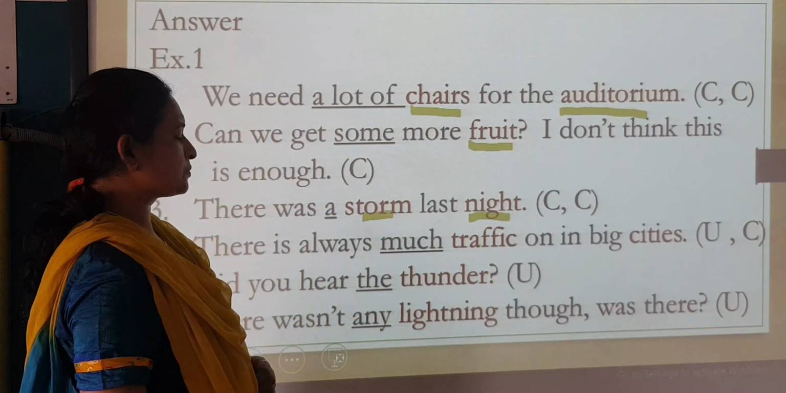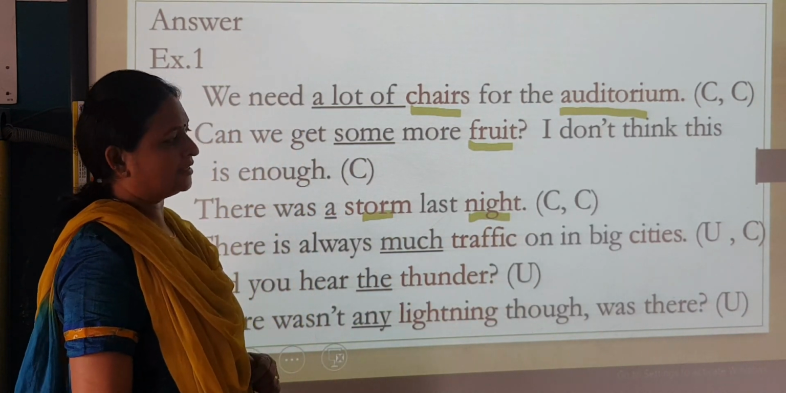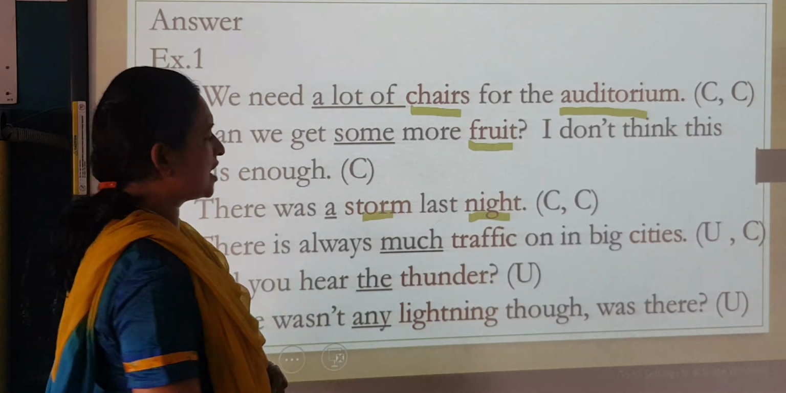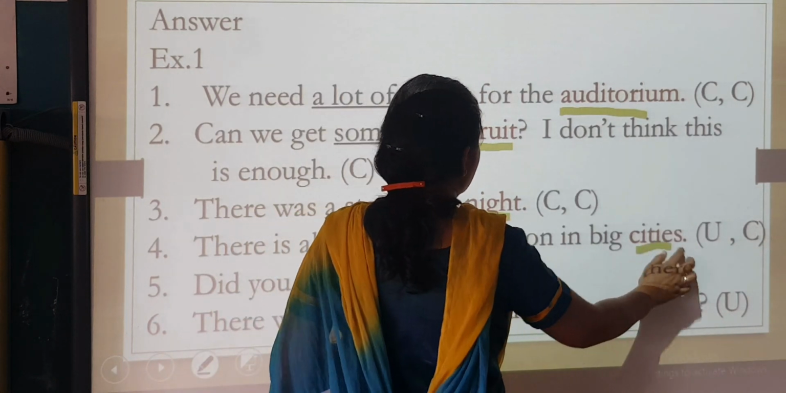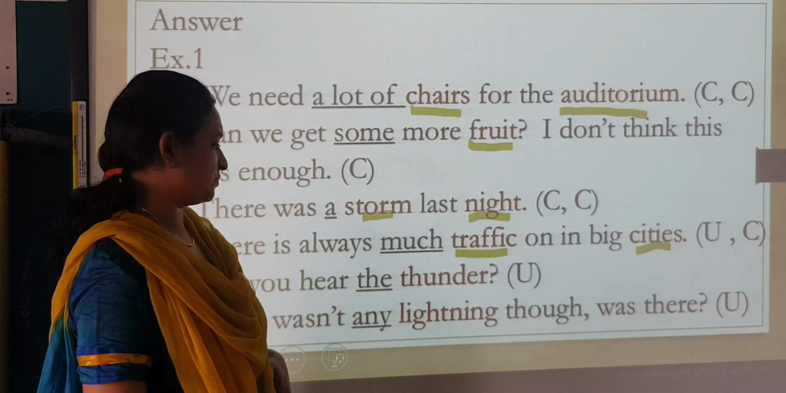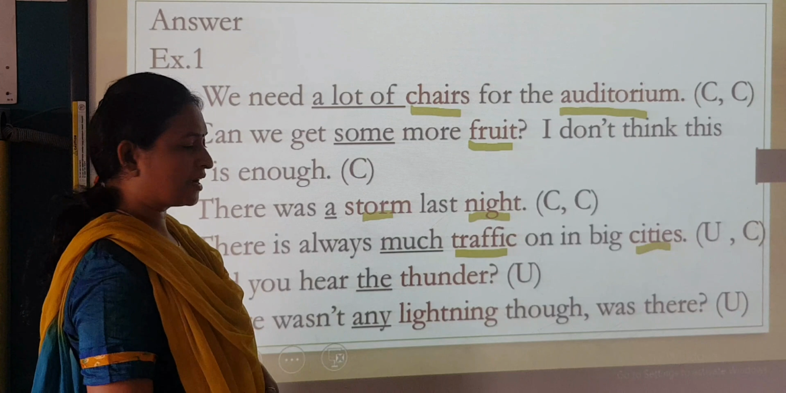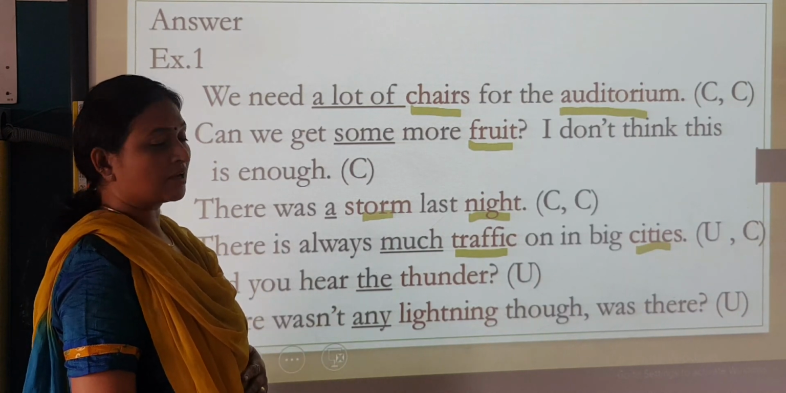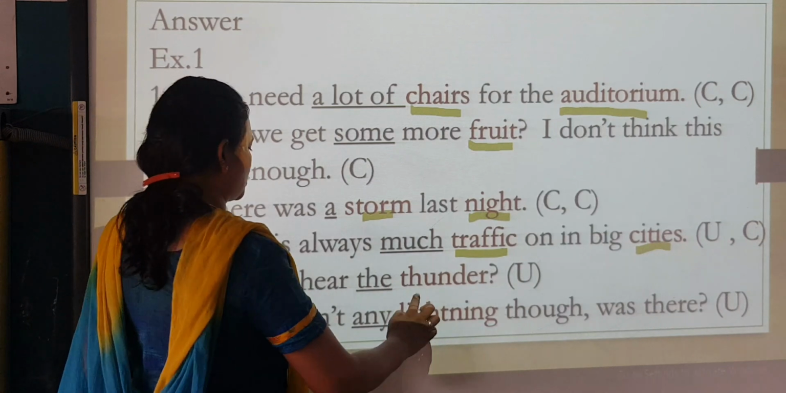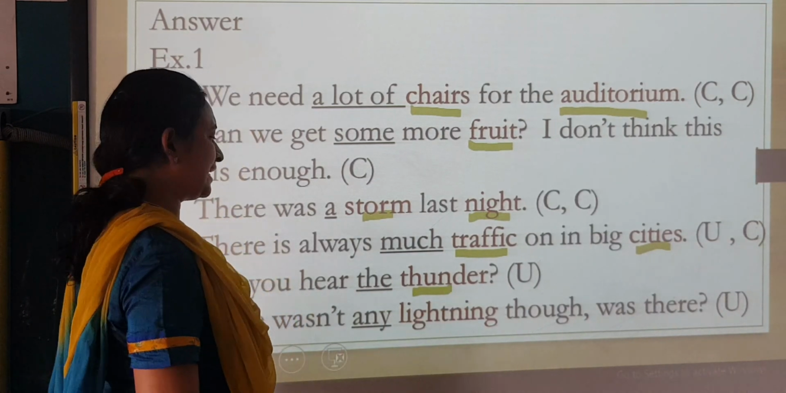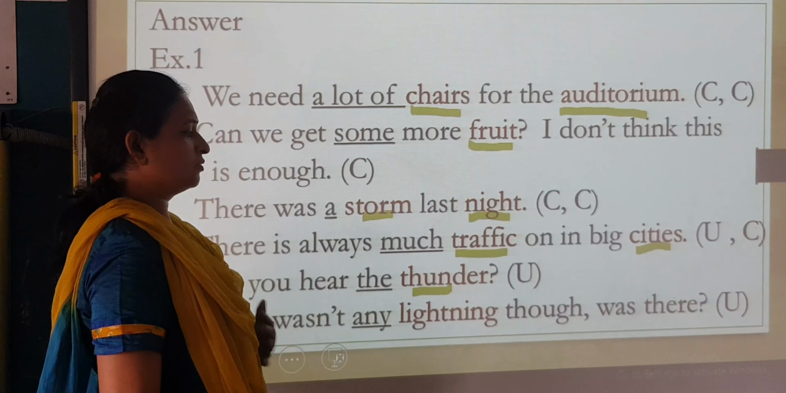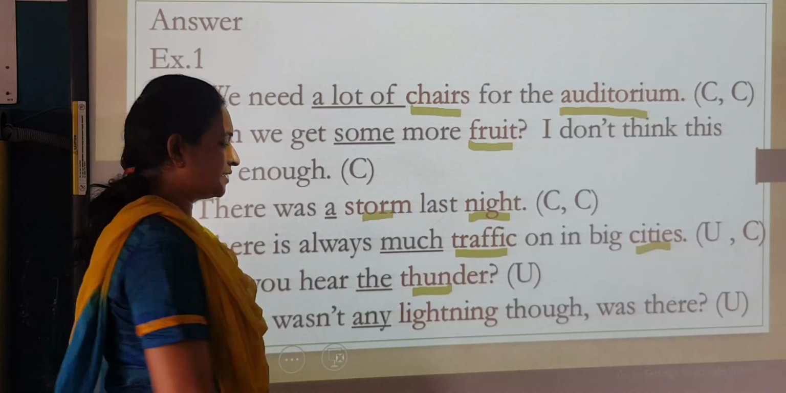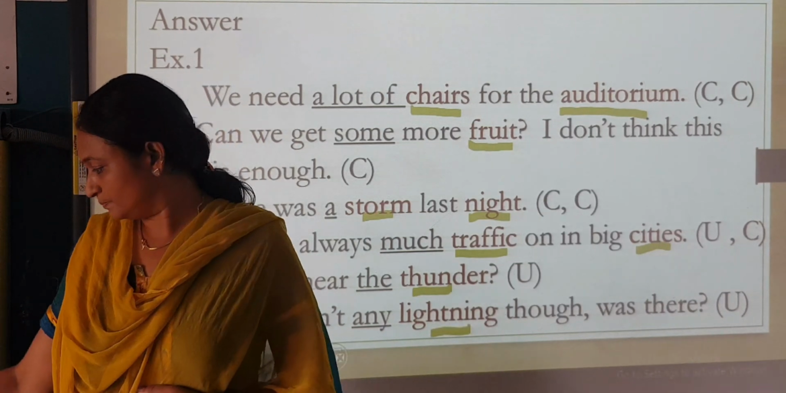There is always much traffic in big cities. Traffic and cities are nouns, underline them, and traffic is uncountable, cities countable. Did you hear the thunder? The will be used here and thunder is the noun which is uncountable. There wasn't any lightning, though, was there? Now the word is lightning and it is uncountable.